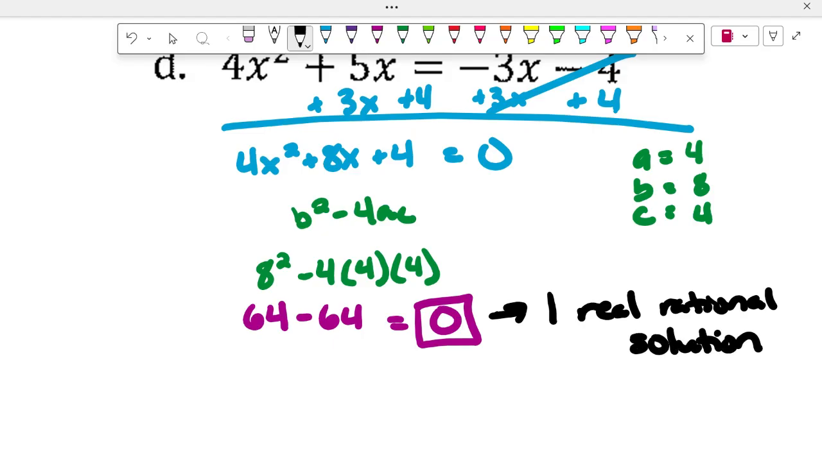Get an answer, share with your group mate. Is 0 irrational? 0 is a perfect square, so it'd be rational.